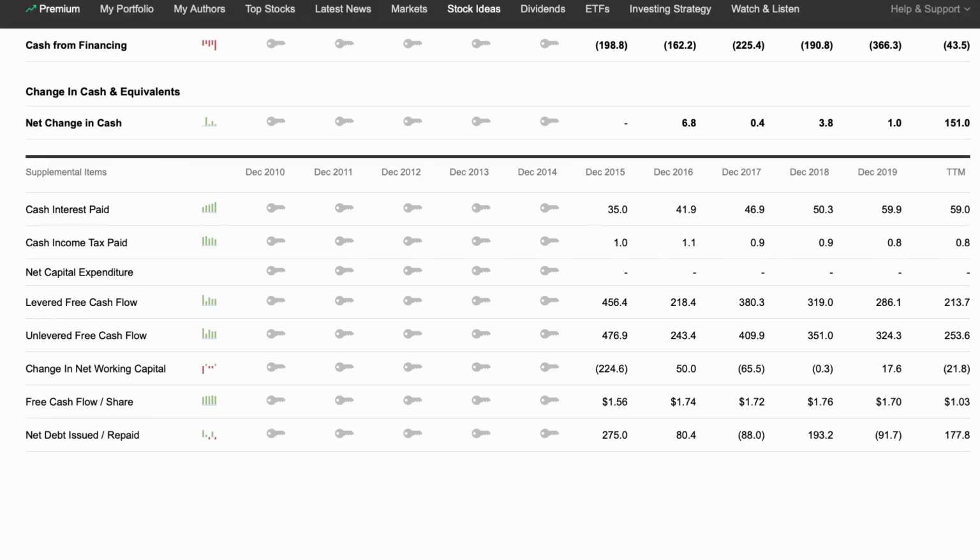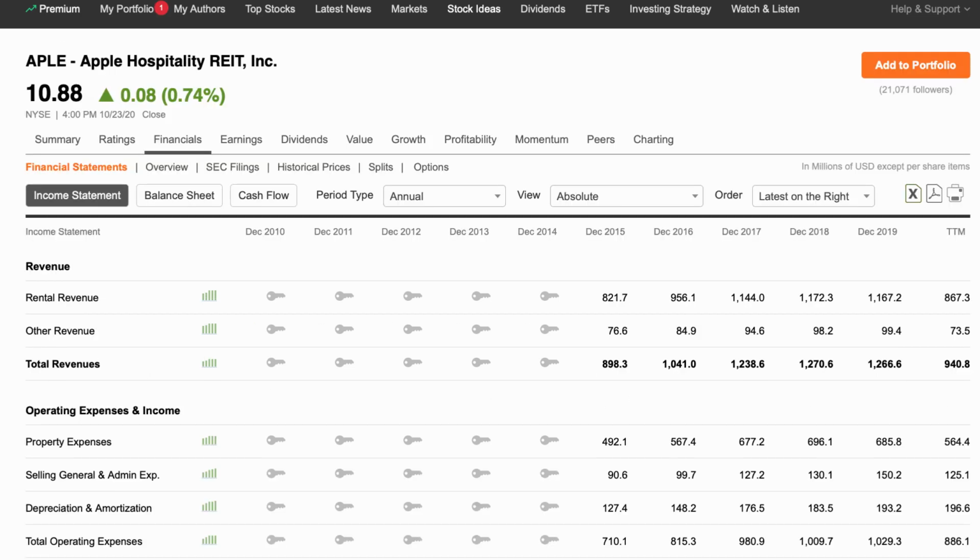Free cash flow per share. There we are. Free cash flow per share. So in 2015, it was $1.56. In 2016, it was $1.74. In 2017, it was $1.72. 2018, it was $1.76. That was moving in the right direction. 2019, which we saw earlier, wasn't its greatest year. It dropped to $1.70. And in the current year, it's $1.03.